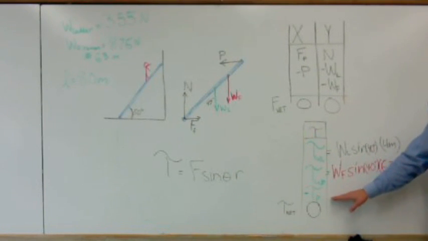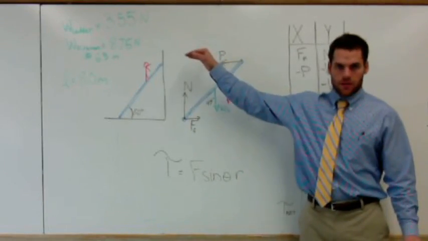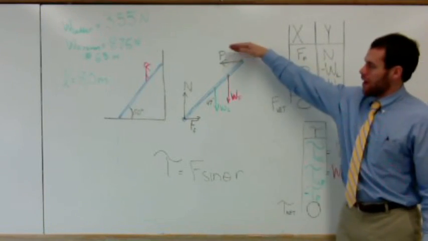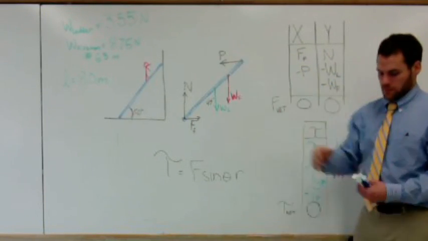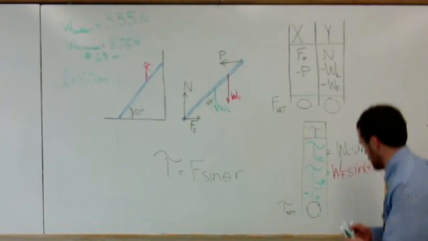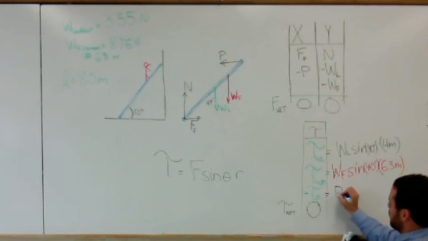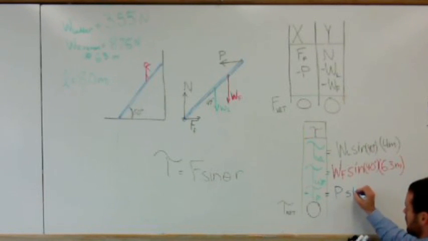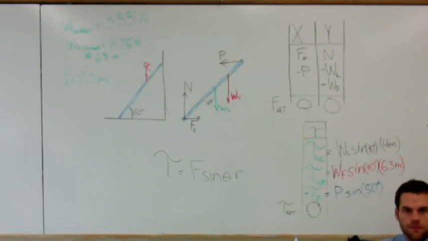Finally, my last torque provided, and this is going to be in the counterclockwise direction, so we're going to say this is negative. This is provided by the pushing force on the wall, and I'm going to say this is P. Based on doing a little geometry here, we know the angle is 50 degrees. And this force is going to act at the end of the ladder, so this is going to be at a radius of 8 meters.